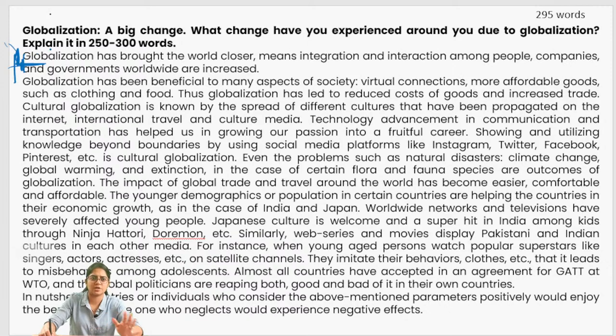overview of globalization that has brought the world closer, meaning integration and interaction among people, the two very good words. Here, integration, interaction among people, companies and governments worldwide have increased. Alright, now companies, governments, these are the words when it comes to globalization. MNCs, multinational companies. These words are expected when it comes to globalization, technology.